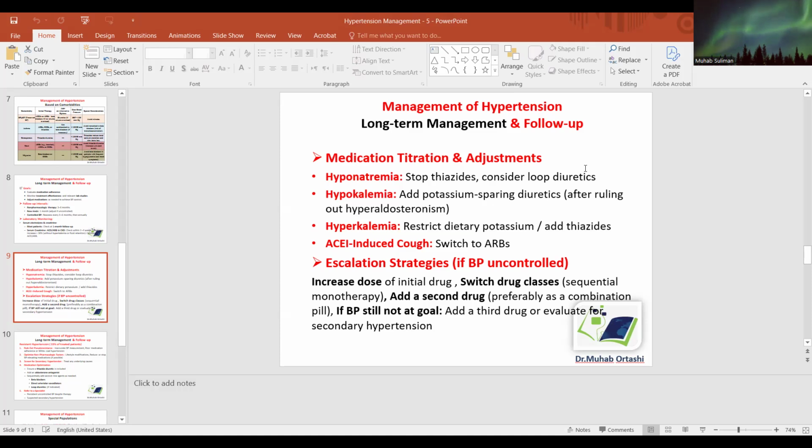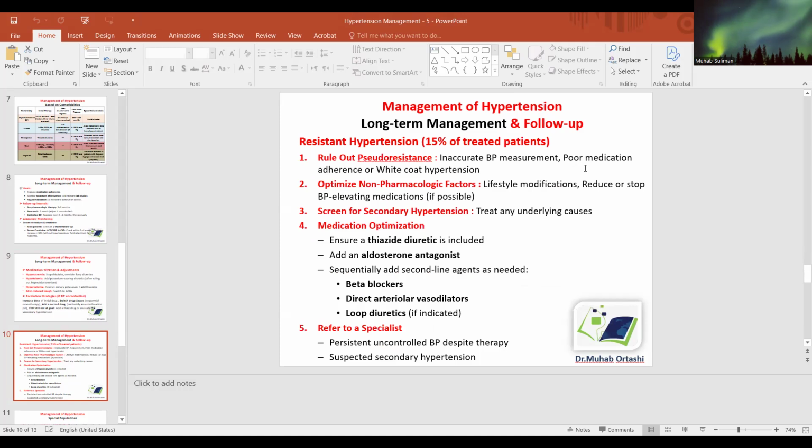And if the blood pressure is still high, we can use a third drug, and if it is not controlled after that, it is called resistant hypertension. What is resistant hypertension? Resistant hypertension is the use of 3 antihypertensive drugs, one of them a thiazide, and still the patient's blood pressure is uncontrolled, above the target blood pressure. And this could affect 15% of patients.